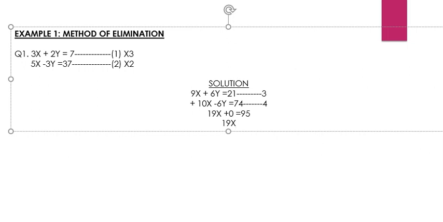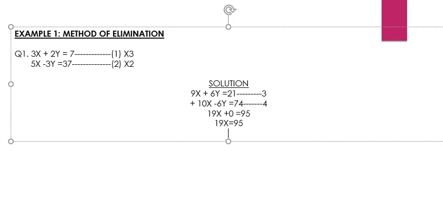19x equals 95. Right. Now remember, we want to find for x. So what do? Change of subject. You know how to go about this. And so we want to make x stand alone. So therefore, you divide the left hand side by 19. You divide the right hand side by 19. So just something like this.